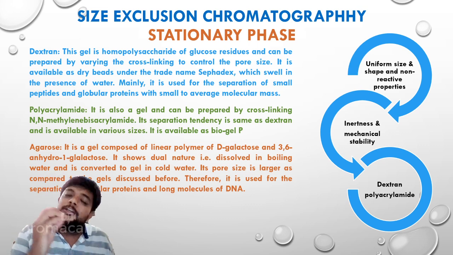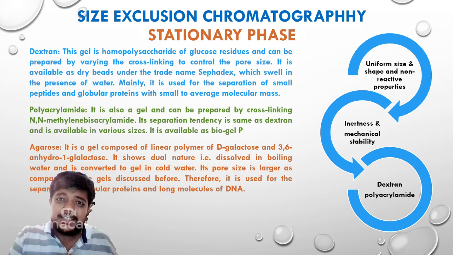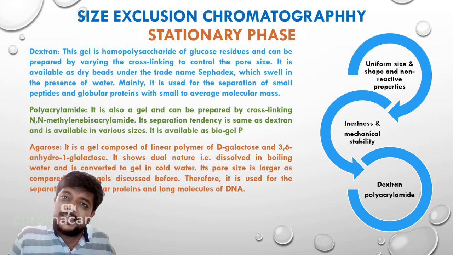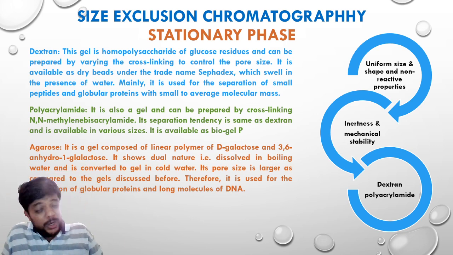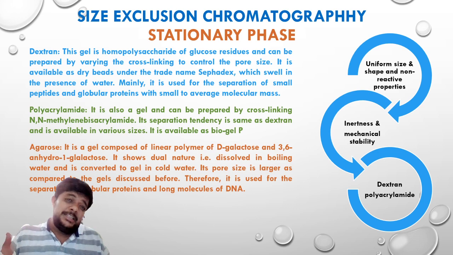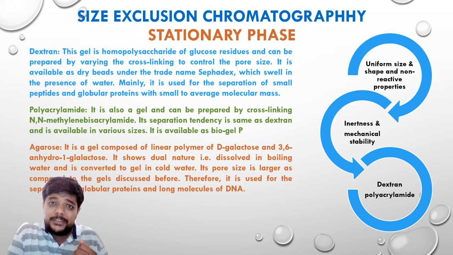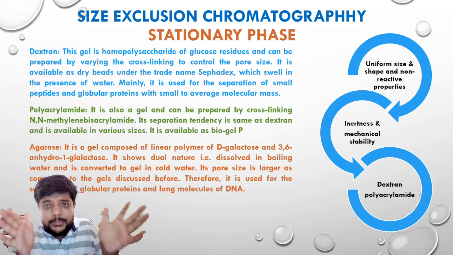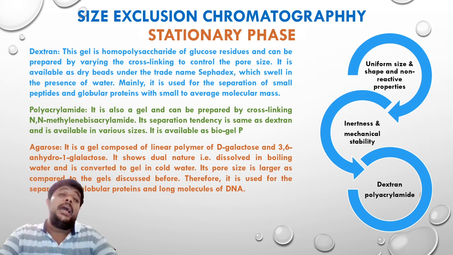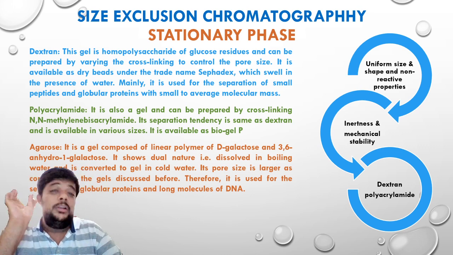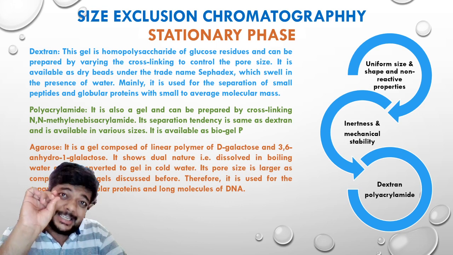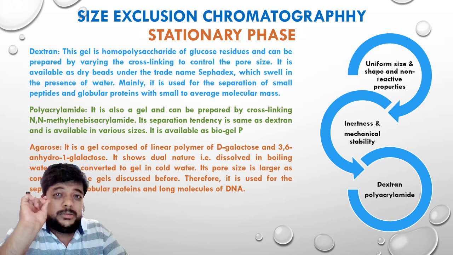It is non-reactive, so it does not react with the sample or even with the mobile phase, inert, and is mechanically stable. Because in this HPLC type of size exclusion chromatography, you have high pressure coming up from the pumps and it should not get mechanically disturbed. Due to pressure, the size of the balls, small, should not change because these gels are small circular balls.